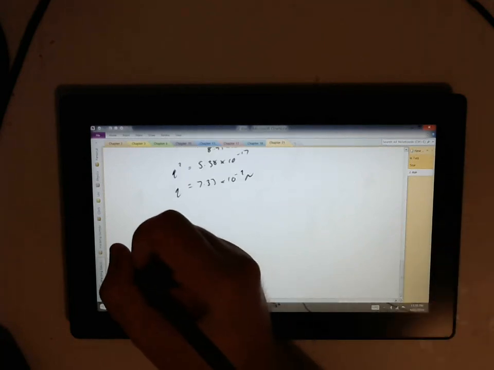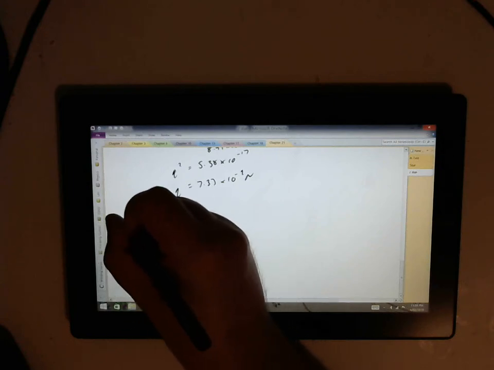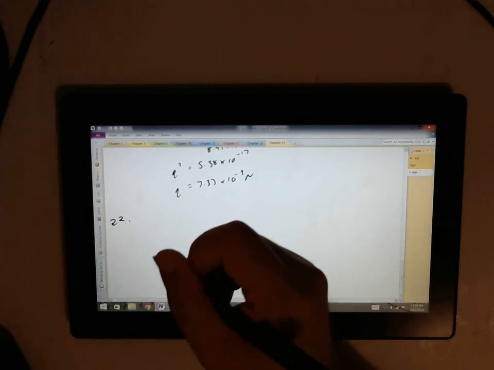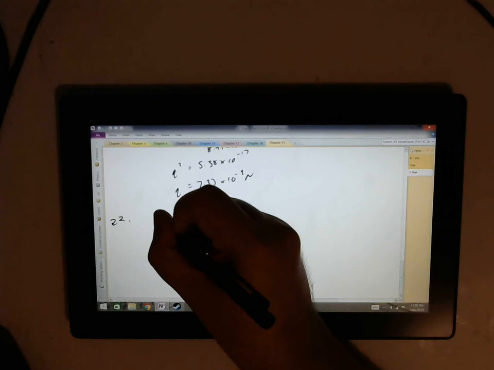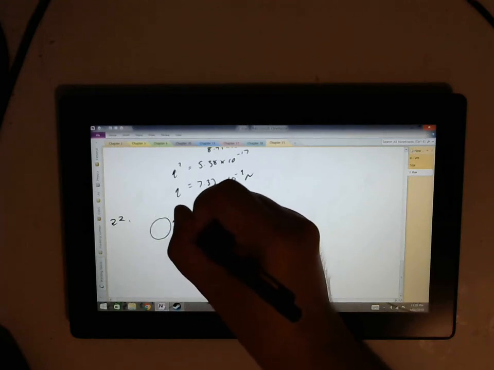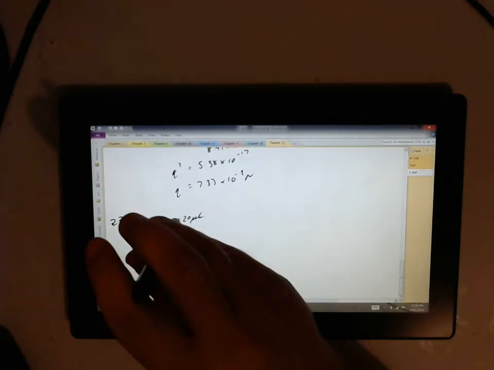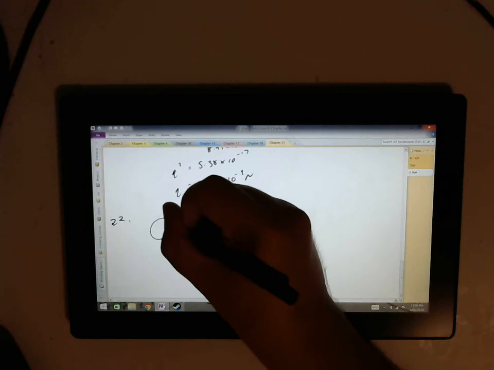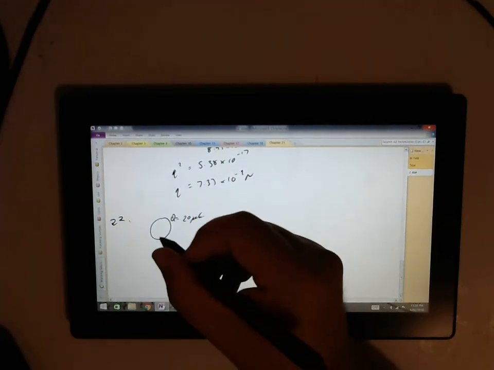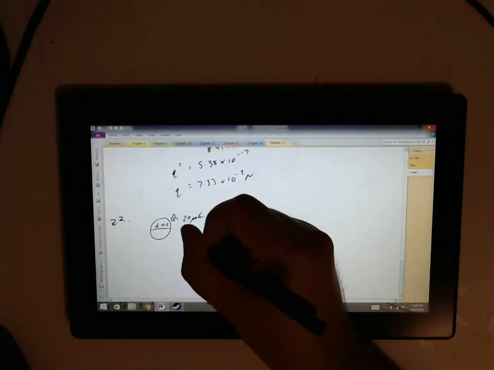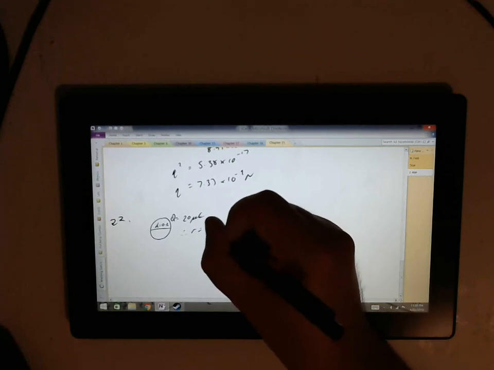Okay, let's keep going. 22. A metal sphere carries a charge of 20 microcoulombs. If it has a diameter of 20 centimeters, what will be the potential at its surface? So, when we have a metal sphere, and Q equals 20 microcoulombs. Since it's a charge of just one object, we should just go capital Q. And we know that it has a diameter of 0.2 meters. Therefore, radius equals 0.1 meters.